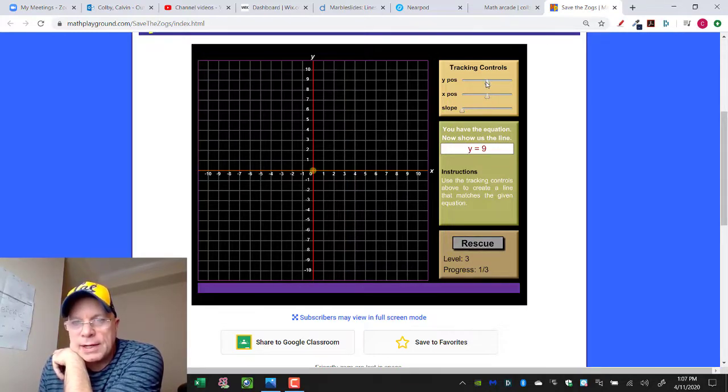Y equals 9. The default is a horizontal line, so I'm just going to move it up to +9. Because I know my y-intercept is +9, and I know my slope is 0.